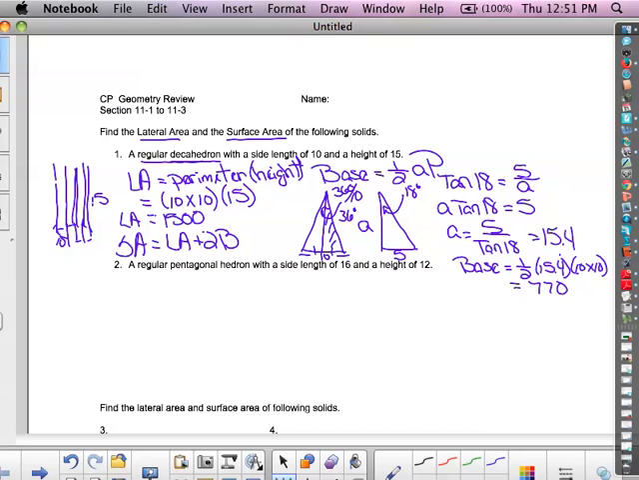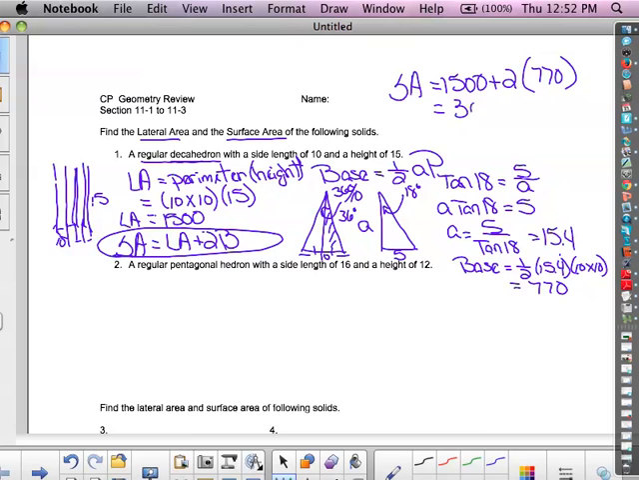So now I'm going to write it up here. The total surface area is equal to the lateral area, 1,500, plus 2 times the area of a base, 770. So my total surface area for this regular decahedron is going to be 1,500 plus 2 times 770, or 3,040. So again, the lateral area, fairly easy.